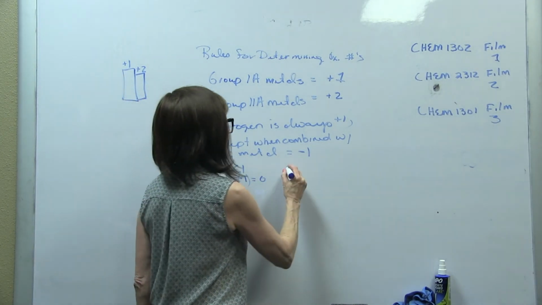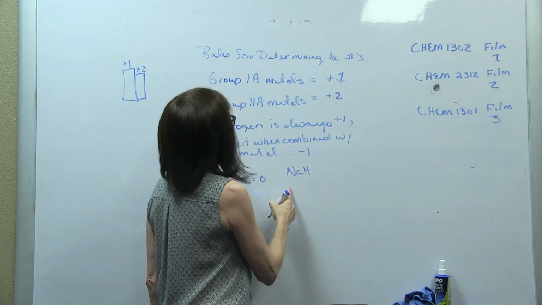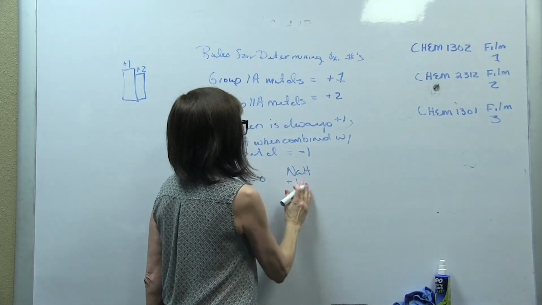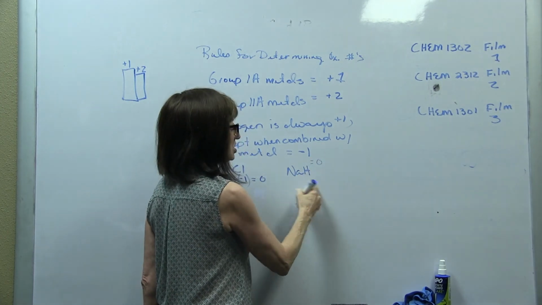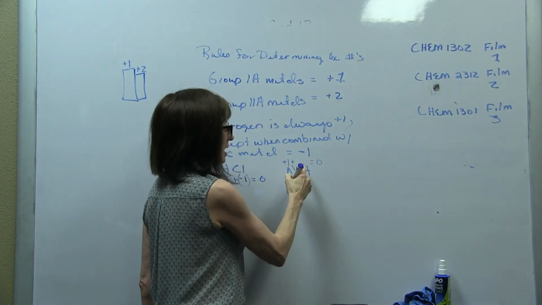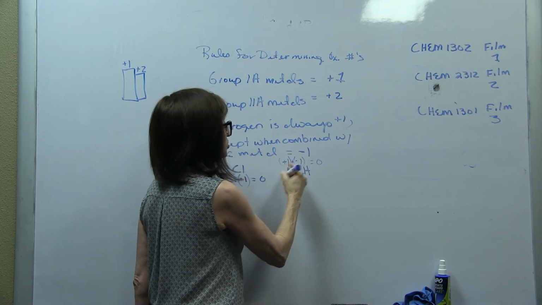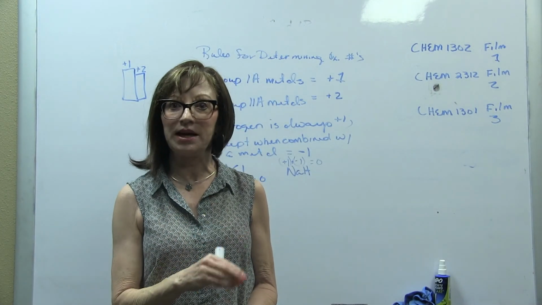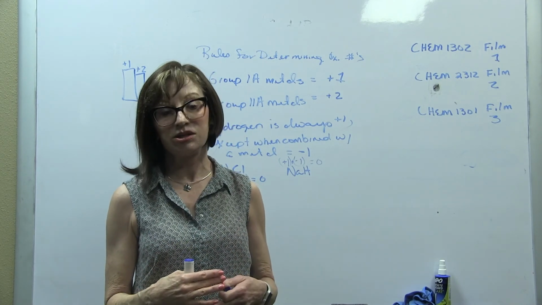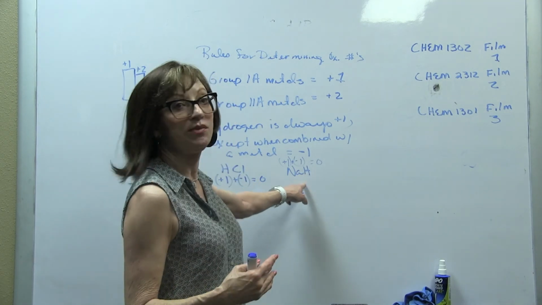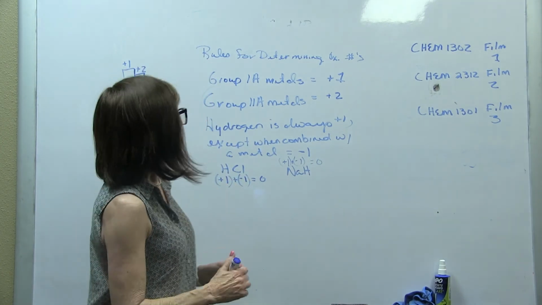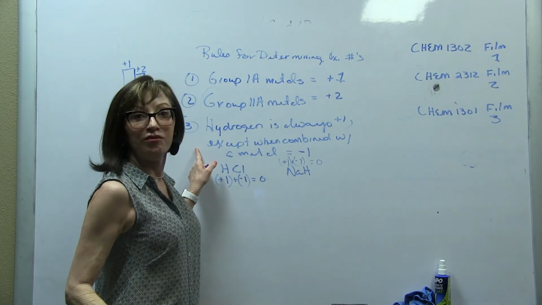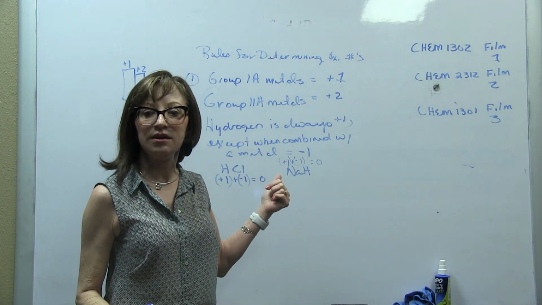Let's look at sodium hydride. Sodium, group 1 metal, +1. Charge on this guy is 0 because it's a neutral molecule, +1, plus hydrogen is -1, total charge 0. Okay? So be careful when you see hydrogen with a metal, that oxidation state is no longer going to be positive, it's going to be negative. Okay? The next rule. Now, one other caveat for this.